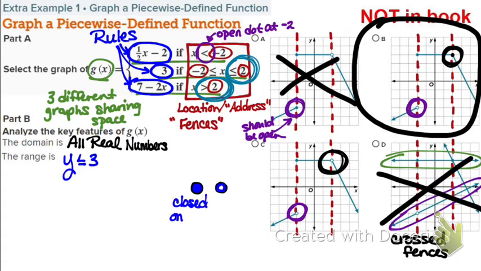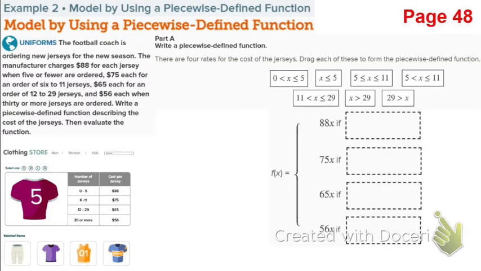All right. We're going to be in your books. Page 48. We're looking at example number 2, page 48 in your book. We're going to keep talking about piecewise here. The reason we bring up piecewise so early in the year in Algebra 2 is that there's a lot of real-world situations where we see piecewise functions in action.